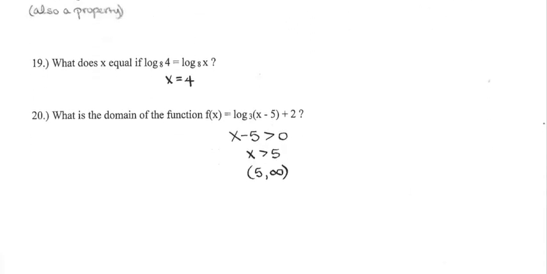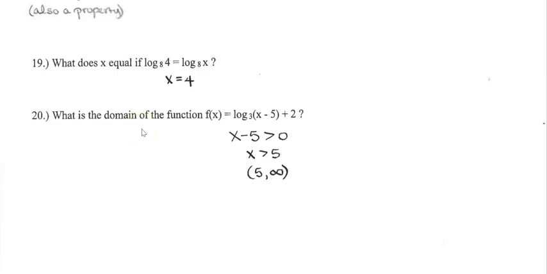All right, then for number 19, what does x equal if log base 8 of 4 equals log base 8 of x? So we have a property that says, because they've told us this is equal, and the log with base 8 is the same on both sides, then that means that what we were taking the log of must be the same on both sides as well. So x would just be 4.